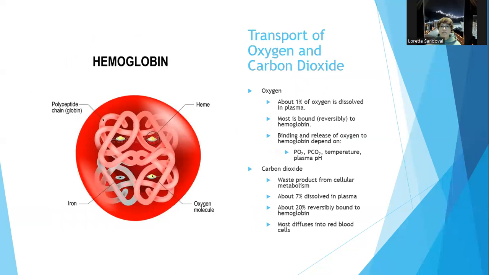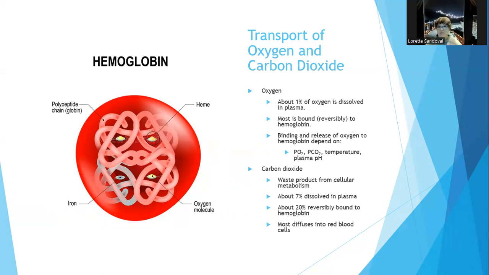Oxygen and carbon dioxide need to be transported in different ways. About 1% of oxygen is dissolved in plasma. Most of it is reversibly bound to hemoglobin in the erythrocytes. The binding and release of oxygen to hemoglobin depend on the partial pressure of oxygen, the partial pressure of CO2, temperature, like your own temperature, and your plasma pH. That's going to affect the binding and release of oxygen to hemoglobin.